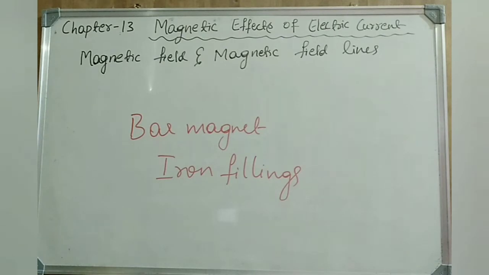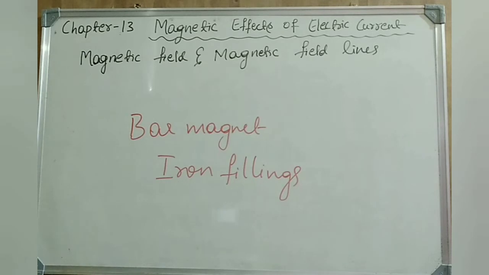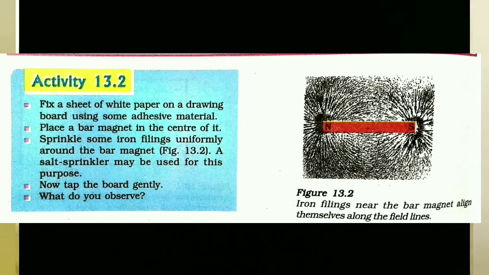Now let us see what a magnetic field and magnetic field lines are through an activity. Here in this activity we are using a bar magnet. A bar magnet is a rectangular object composed of iron having permanent magnetic property. And in this activity we are using iron filings also. This is nothing but small pieces of iron. Here we need to take a white paper on a drawing board or anything else and place a bar magnet in the center of the sheet.